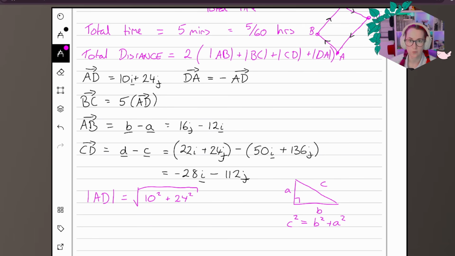And this is what we do when we talk about the length of vectors, because if you remember the way that we write these vectors is 10i plus 24j, the resultant vector, if I put those two things together, so I do one and then I do the other, I end up with this line here. This is also 24j, so 10, 24. This is the total vector AD.